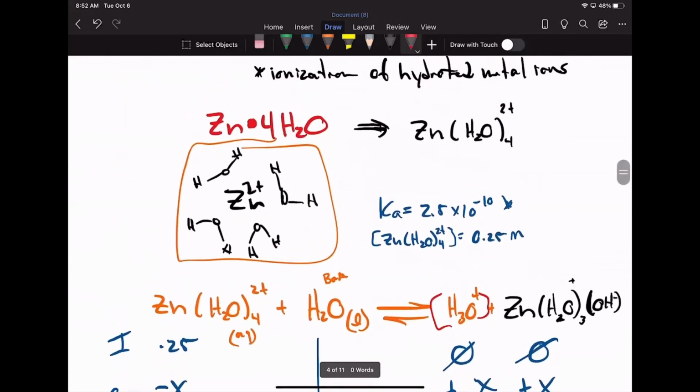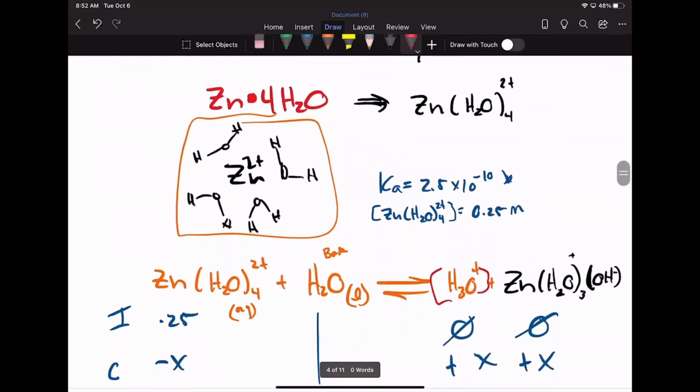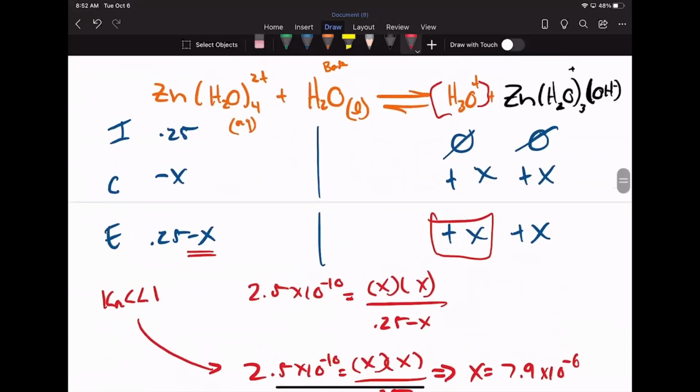This is how we deal with what we call hydrated metal ions, right? And I think the most confusing part is probably going from this to this, in that we have to reduce the amount of waters by 1, and we have to add that hydroxide there. But what's going to affect our pH is simply this.